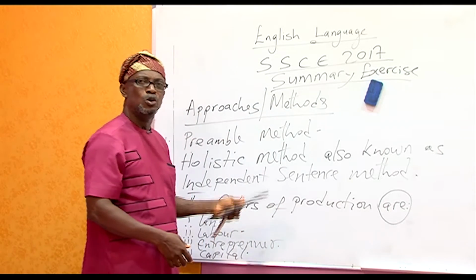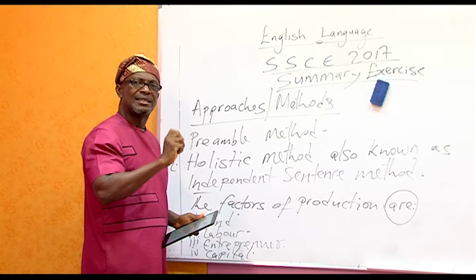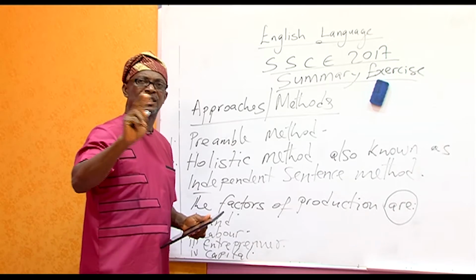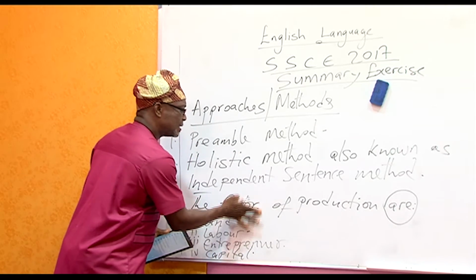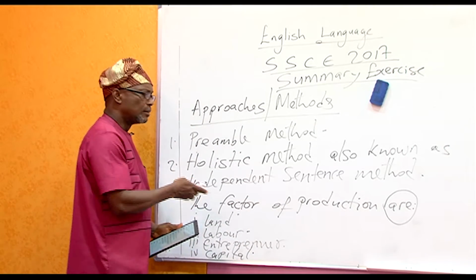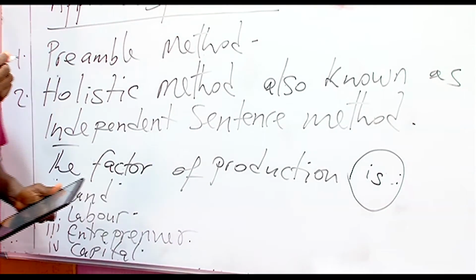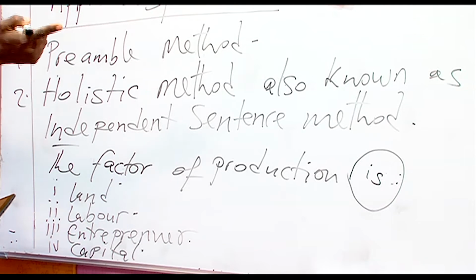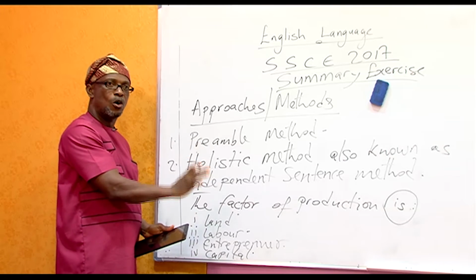So if you must use the preamble method, you should be careful. Because you have been asked to write in sentence form and using 4 sentences, 1 for each, it means you make this singular, and change your verb to singular. The factor of production is land, 1 sentence. Factor of production is labor, 1 sentence. And at the end of the day, you would have gotten your full mark.